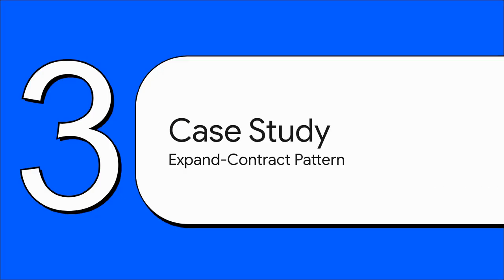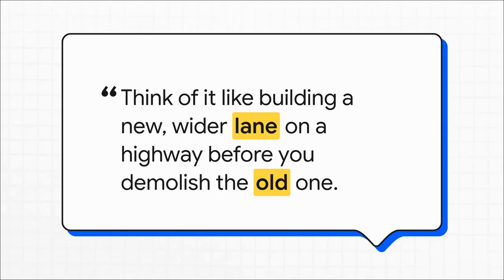Okay, to really get a feel for how this works in the real world, let's do a deep dive into the expand contract pattern. We're going to walk through a super common scenario and see exactly how this strategy gives you that safety net at every single step of the process. I love this analogy because it just perfectly captures the whole idea. You're building a new, wider lane on the highway before you even think about touching the old one. Traffic just keeps flowing smoothly the entire time. You're not just hoping for the best, you're actively planning for the worst. That's the absolute heart of resilient design.